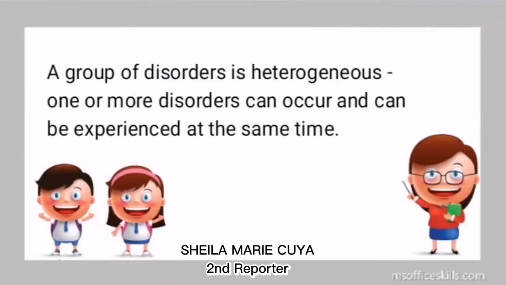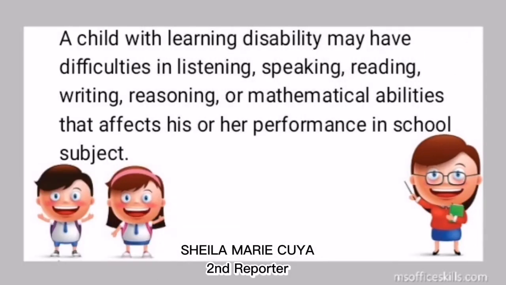A group of disorders is heterogeneous. Therefore, it is possible that one or more disorders can occur and be experienced at the same time. But no two learning disabled persons are alike in mental and behavioral characteristics. A child with learning disability may have difficulties in listening, speaking, reading, writing, reasoning, or mathematical abilities that affect his or her performance in school subjects. Children with learning disability cannot learn in the regular school subjects like their normal classmates. Although their mental ability is average or above average, they can meet many difficulties, especially in reading.